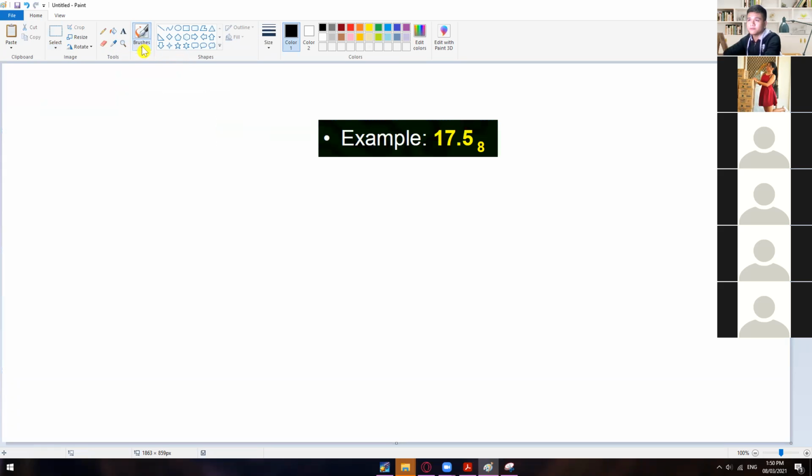All right, so from here we have 17.5 base 8. Since this one is octal, the maximum bit of number that we can have is 3-bit only. We will not include here the 4th bit, since that one is for hexadecimal. So for octal, 3-bit only.